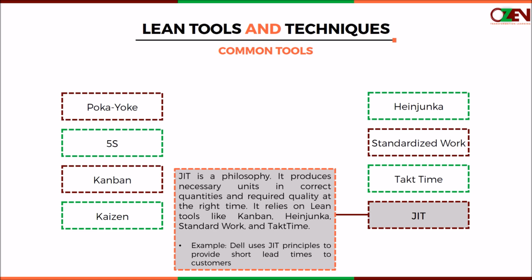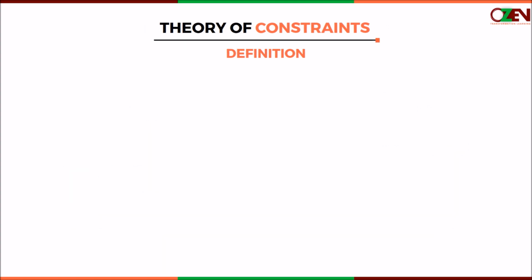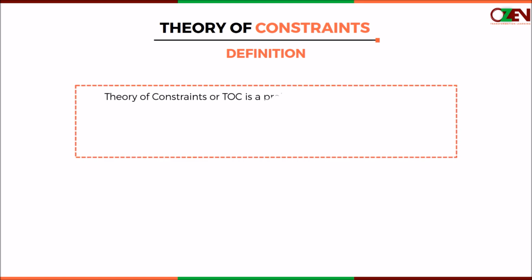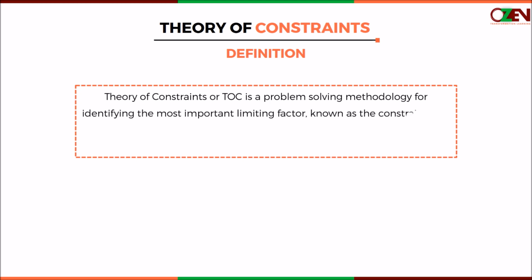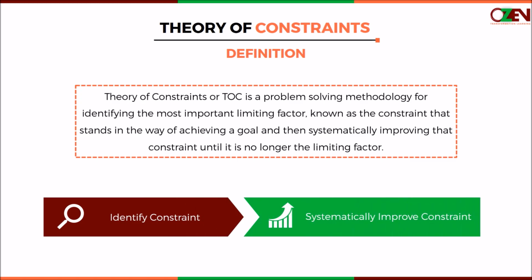Next, let's learn about another concept, the theory of constraints, a methodology that helps in lean implementation. The theory of constraints, or TOC, is a problem-solving methodology. It is used for identifying the most important limiting factor, known as the constraint, that stands in the way of achieving a goal, and then systematically improving that constraint until it is no longer the limiting factor.